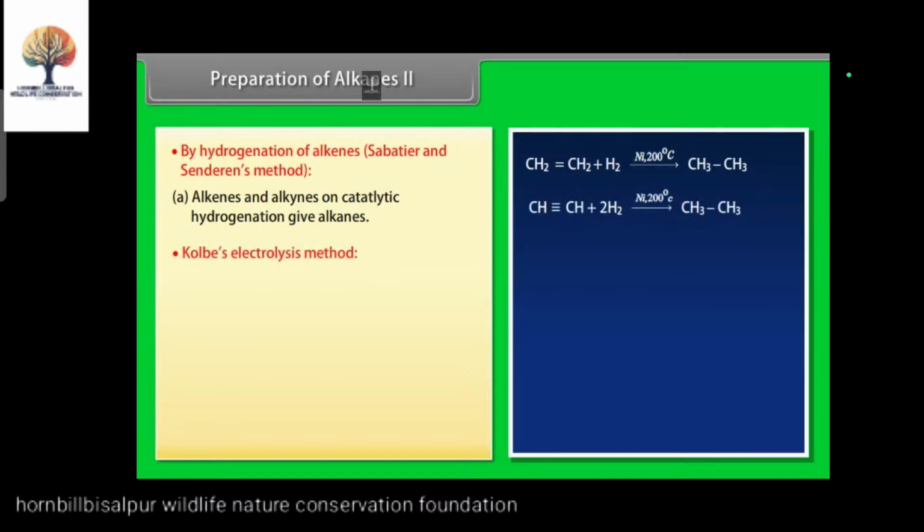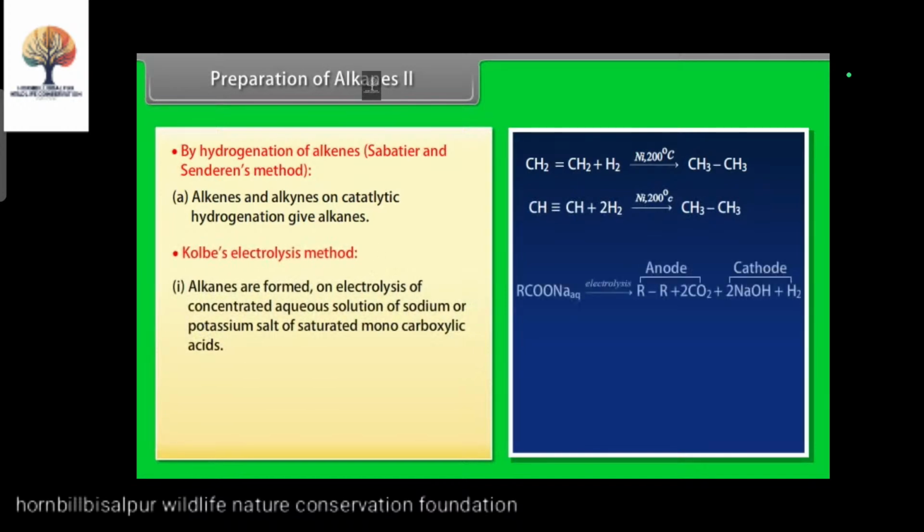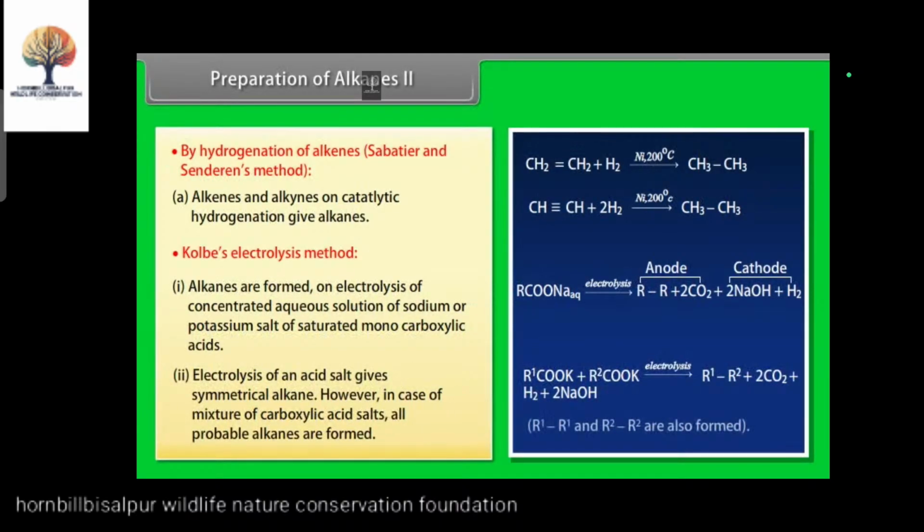Kolbe's electrolysis method. Alkanes are formed on electrolysis of a concentrated aqueous solution of sodium or potassium salt of saturated monocarboxylic acids. Electrolysis of an acid salt gives a symmetrical alkane. However, in the case of a mixture of carboxylic acid salts, all probable alkanes are formed.